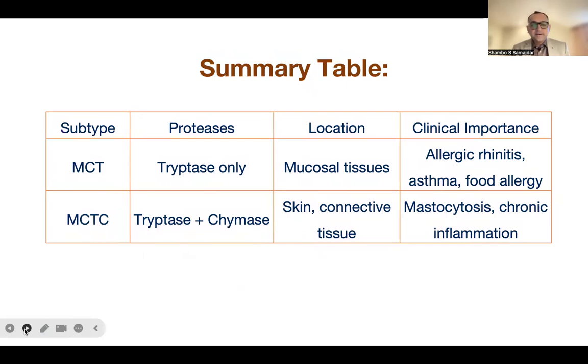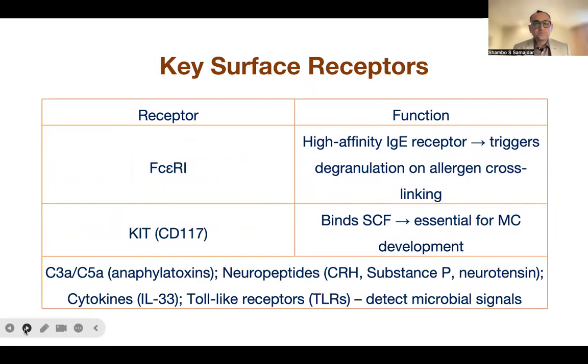So to summarize, the tryptase-only protease phenotype of mast cell is located mainly in the mucosal tissue, and is clinically important for allergic rhinitis, asthma, and food allergy. Whereas the tryptase and chymase positive ones are located in the skin and connective tissue. They are the phenotype responsible for mastocytosis and chronic inflammation.